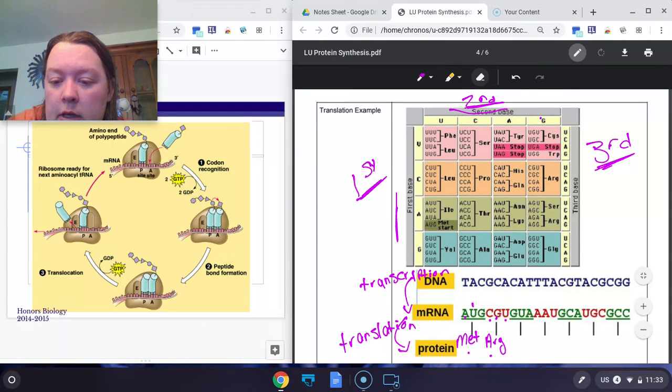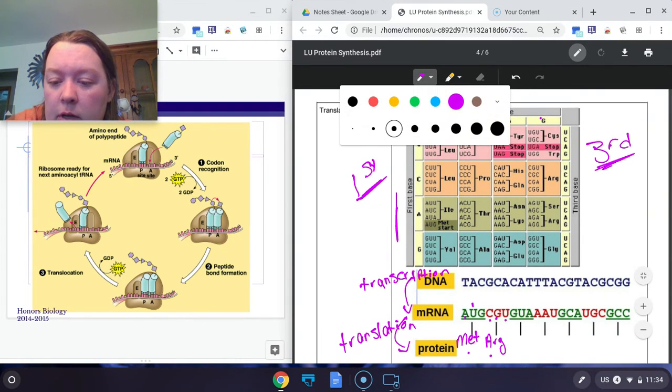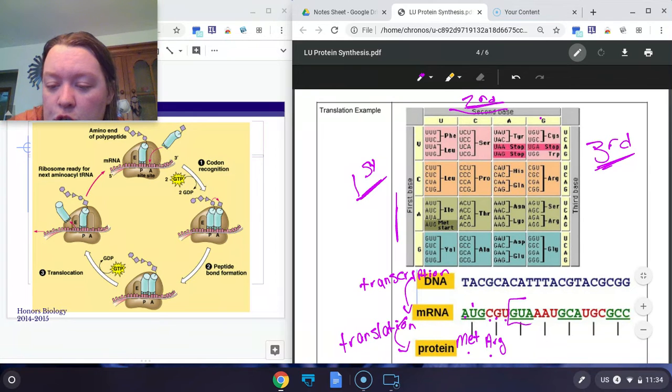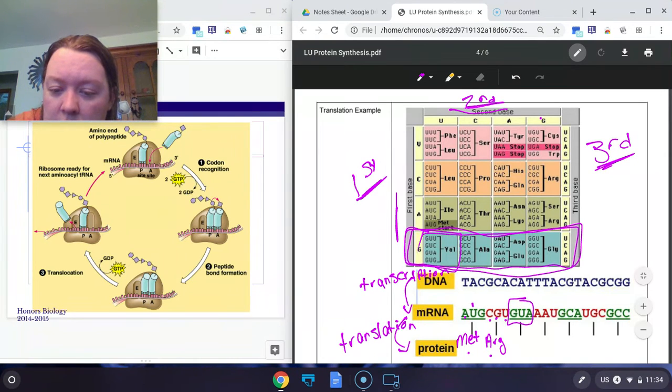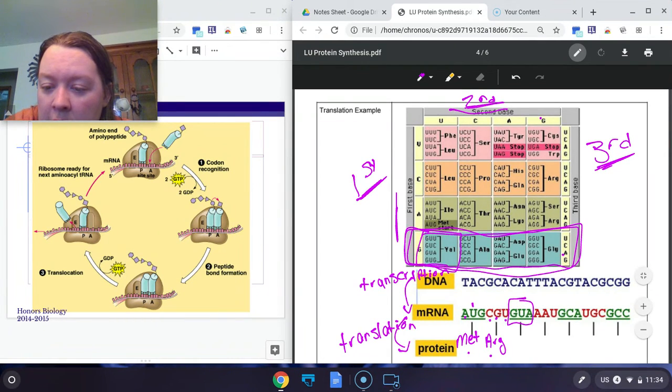All right, so looking at our next group of 3, GUA. I find my G on this side. I'm down to this box here. U I find at the top. They overlap here. Find my A on the third side and follow it over. Here's GUA. And my letters are VAL.